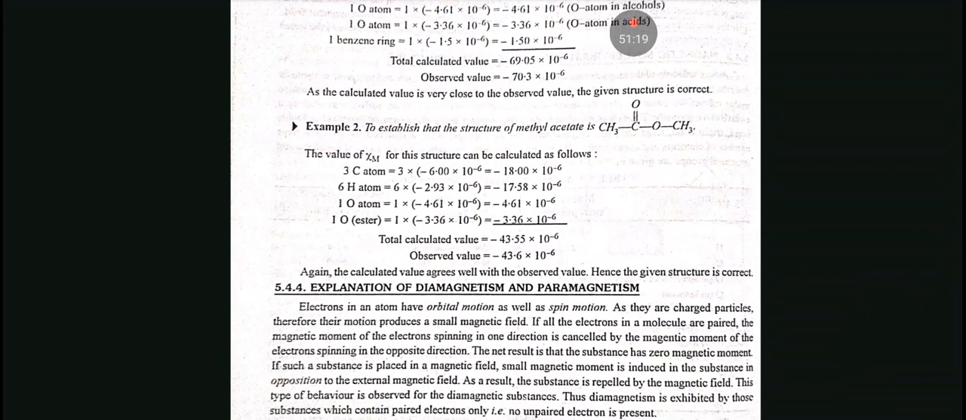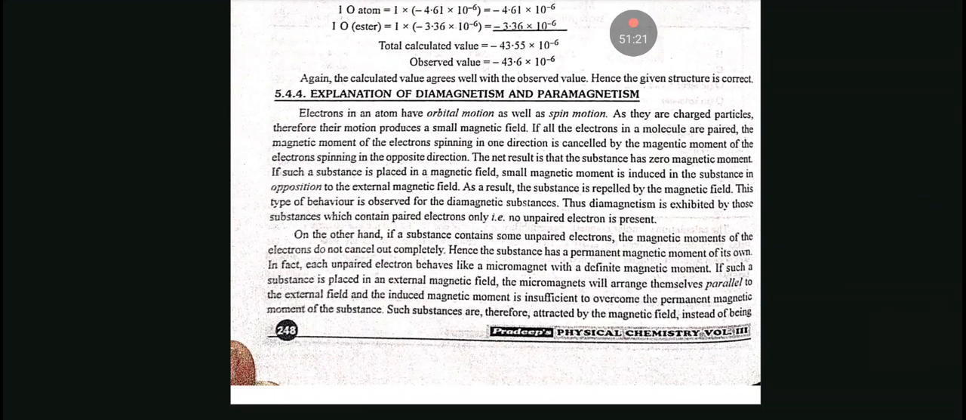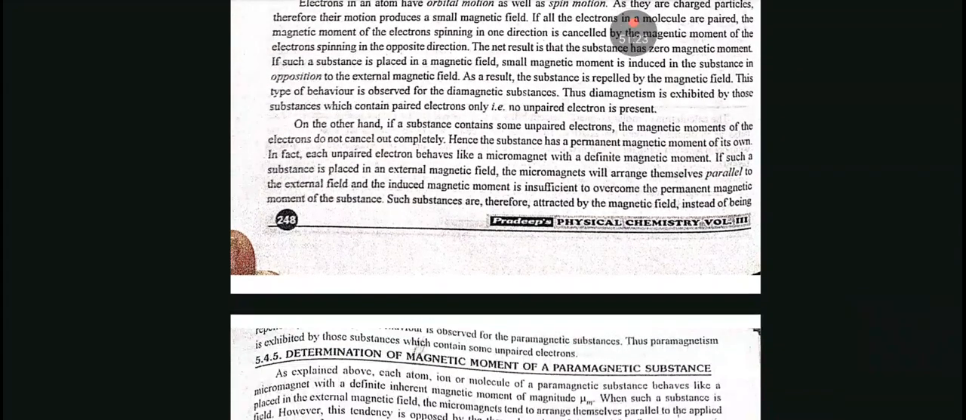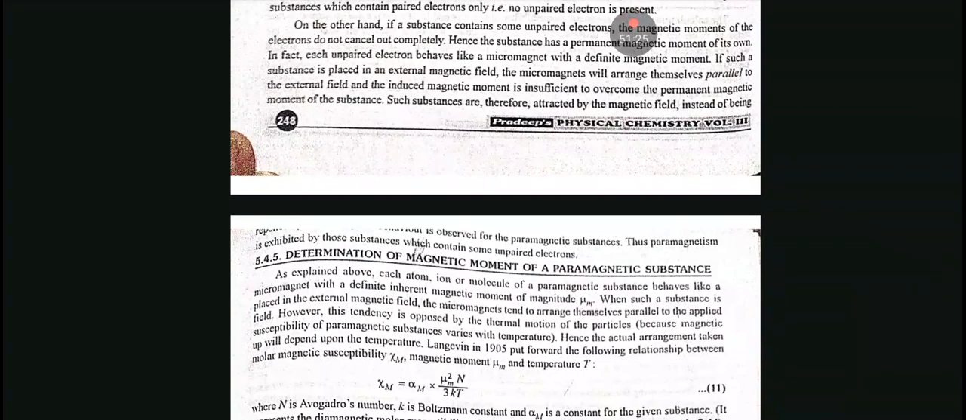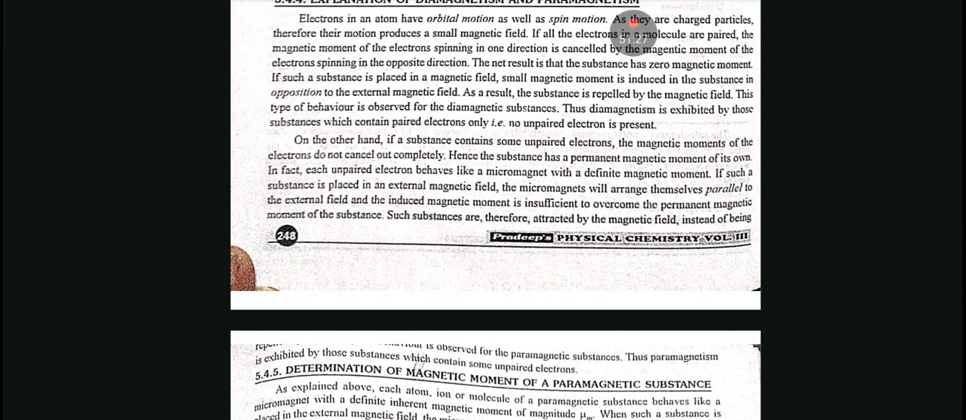Explanation of diamagnetism and paramagnetism. Electrons in an atom have orbital motion as well as spin motion. As they are charged particles, their motion produces a small magnetic field. If all the electrons in a molecule are paired, then the magnetic moment of an electron spinning in one direction is cancelled by the magnetic moment of the other electron spinning in the opposite direction. The net result is that the substance has zero magnetic moment.